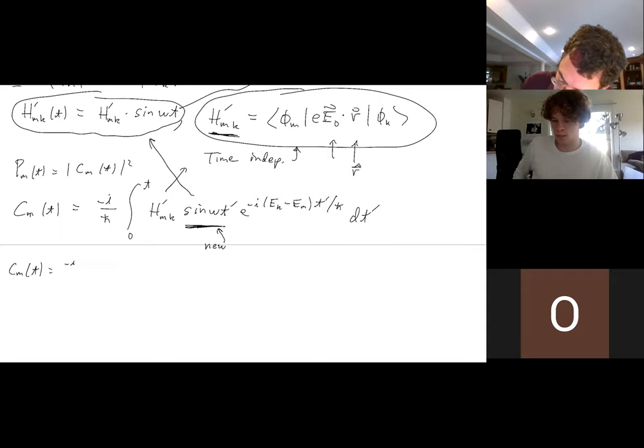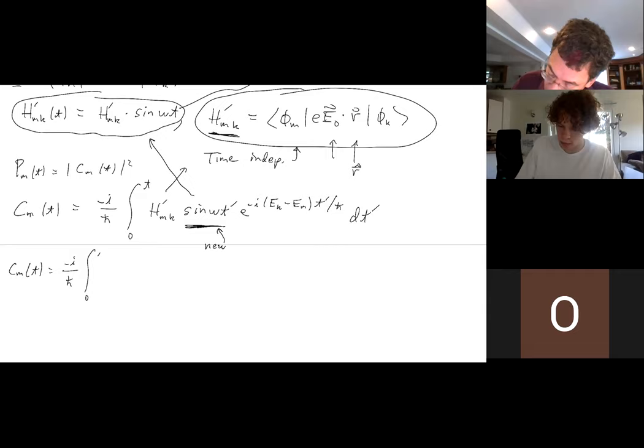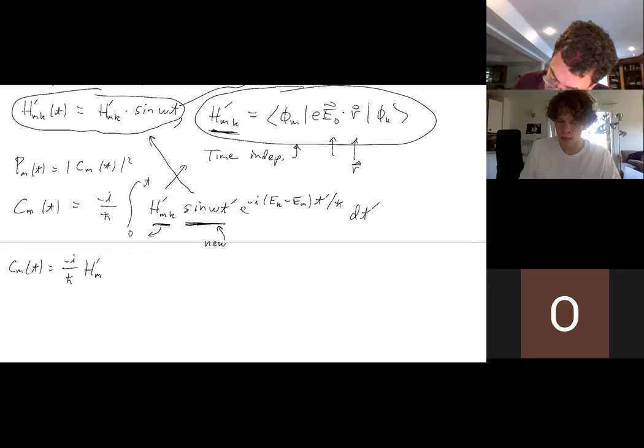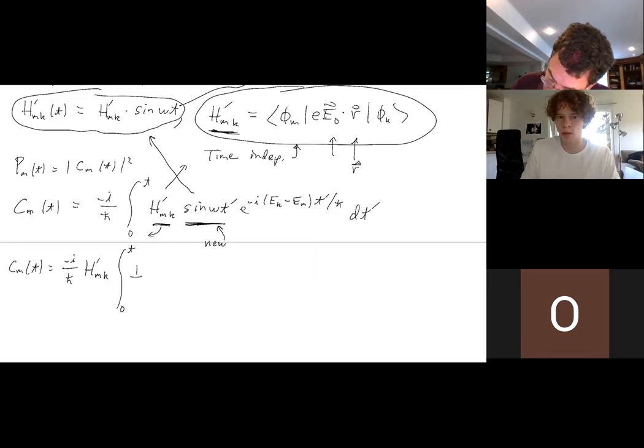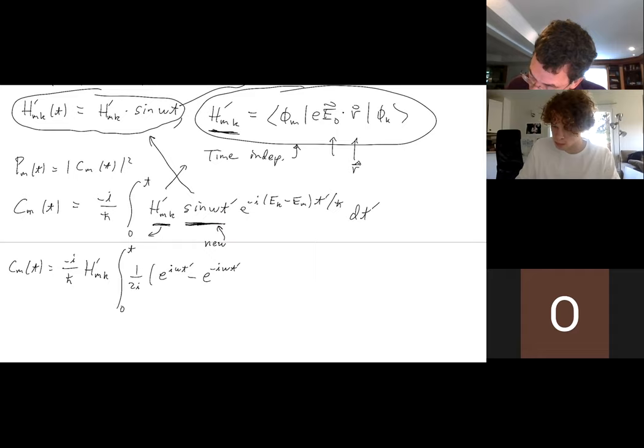To do this integral, you know, integrals are always easier if they are exponents. So let's turn this integral into an exponent, and then life becomes a lot easier. So it's zero to t, and we have our H prime. Actually, I'm going to take that part out of the integral, because this part has no time dependence, so it can come out. H prime mk. I still have my integral from zero to t, and my sine omega t, and I'll turn that into an exponent using the old trick for sine. You all know this. We know that sine omega t can be written as e to the i omega t prime, minus e to the minus i omega t prime, so long as you divide it by 2i.